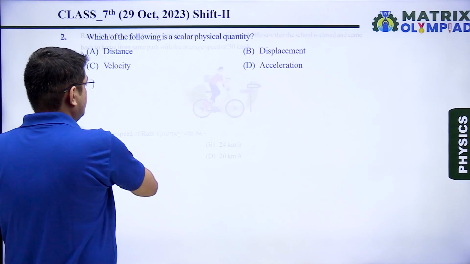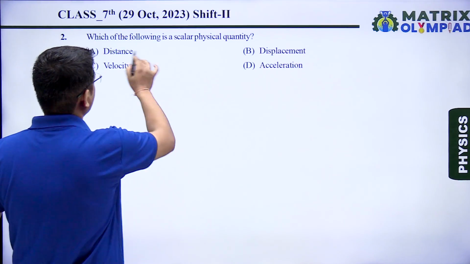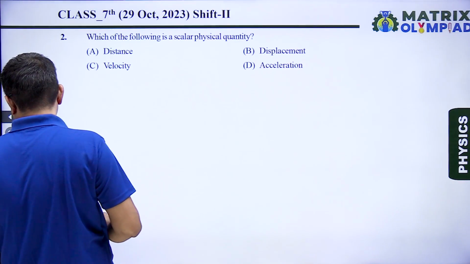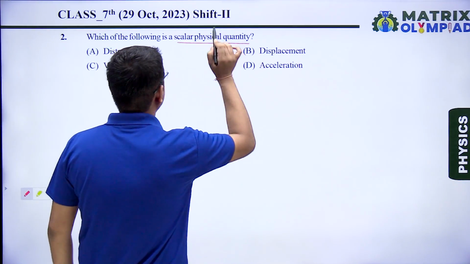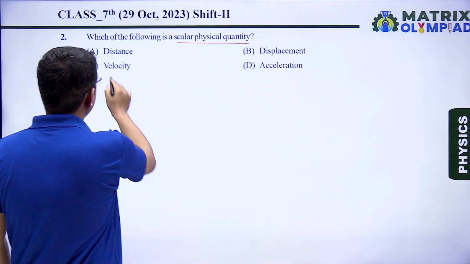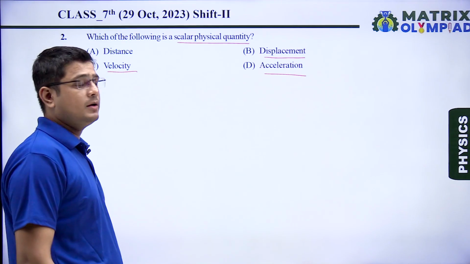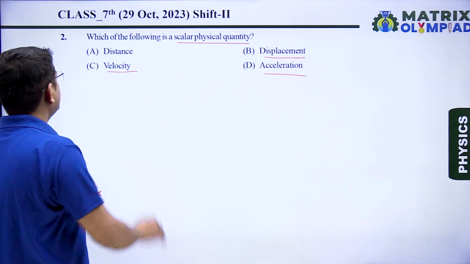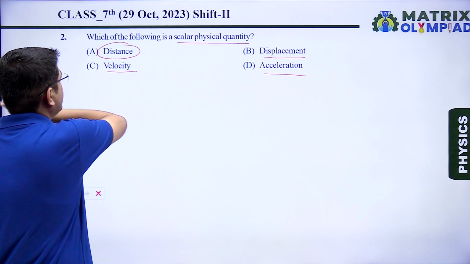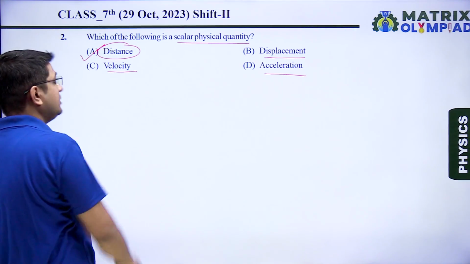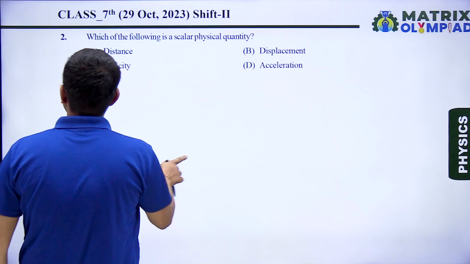Next question. Next question is, which of the following is a scalar physical quantity? As we know that velocity, acceleration and displacement are vector quantities, all possess direction, but distance has only magnitude, so it is a scalar physical quantity. So correct answer is option A. Next question, question number 3.